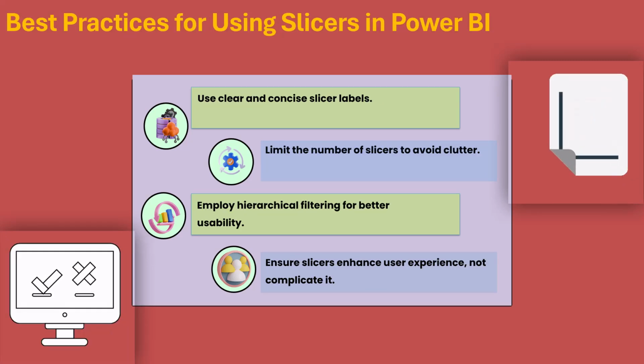Slicers are fantastic when used wisely, but they can turn into a mess if overdone. Keeping labels clear, limiting slicers to avoid clutter, and using hierarchical filtering can help keep things smooth. The goal: to make your reports more useful, not a scavenger hunt.